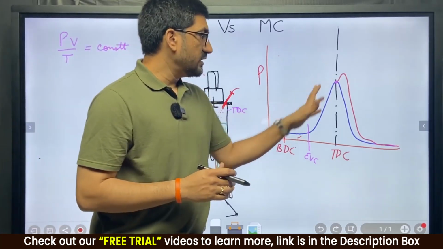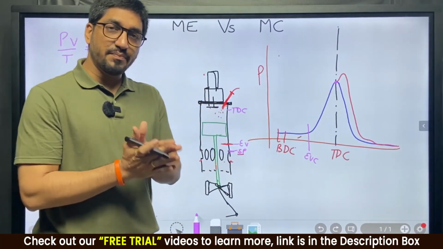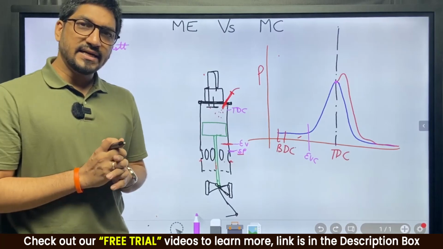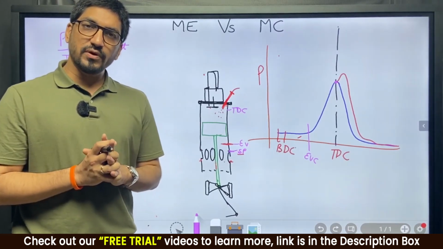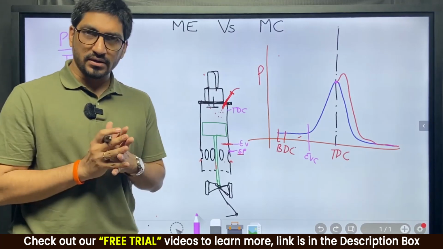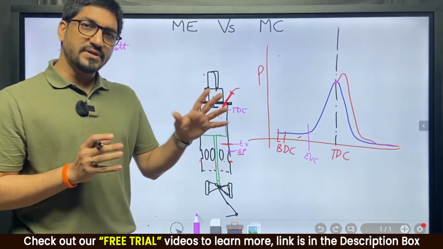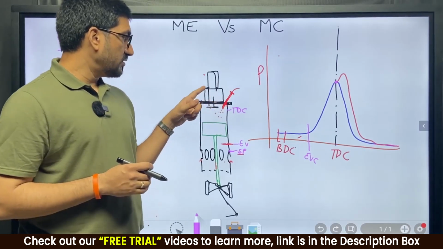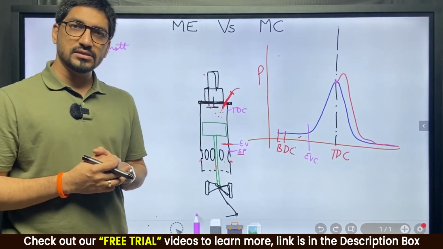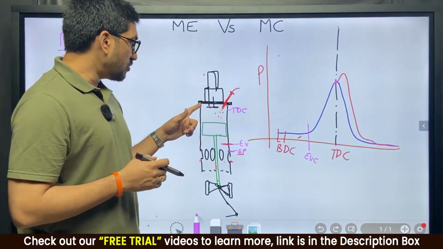So of course the temperature is going to rise, and the temperature is so high that it is beyond the auto ignition temperature of the fuel. So the fuel does not need any spark plug here for ignition. Temperature itself is so high that the moment you inject the fuel, it is going to start to burn.